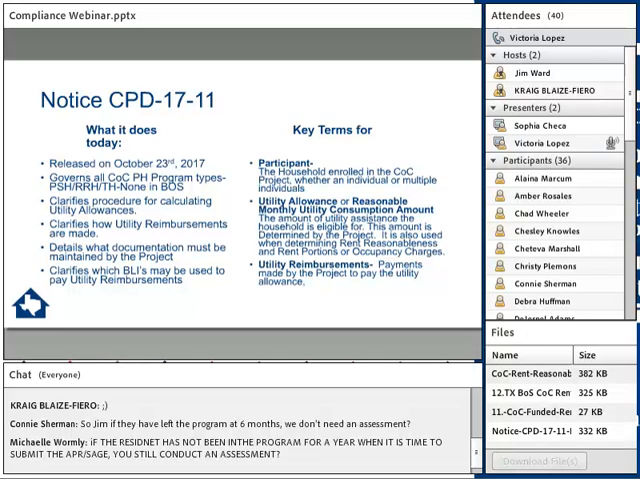Right, and that's the same for Michelle Wormley. If they have not been in the program for a year when it's time to submit your APR to SAGE, then no, you would not conduct an annual assessment. The annual assessment is only for clients that have been in your program for a year or longer.